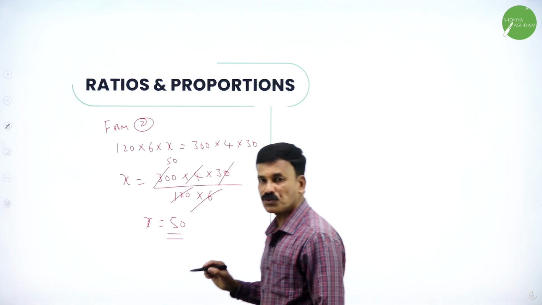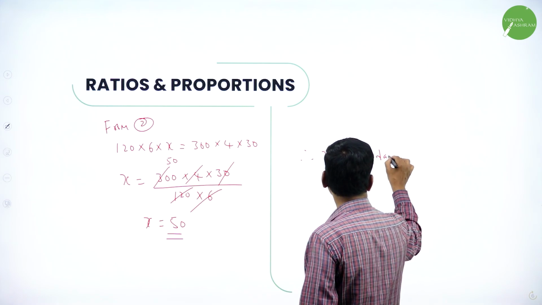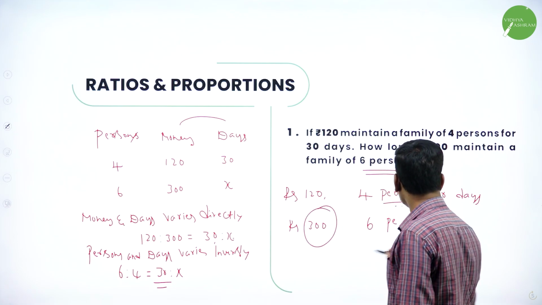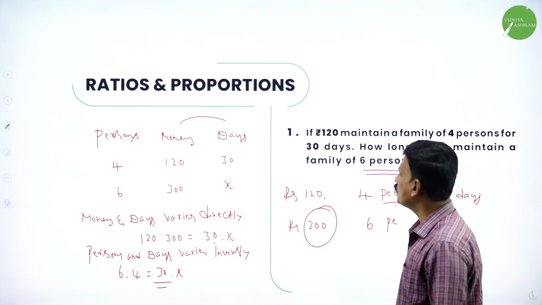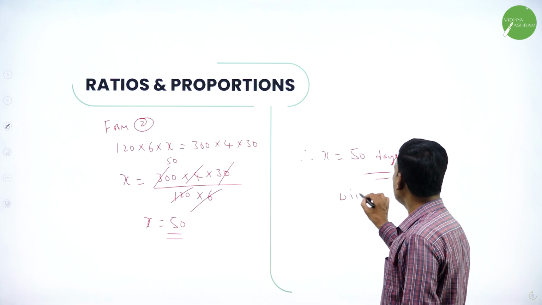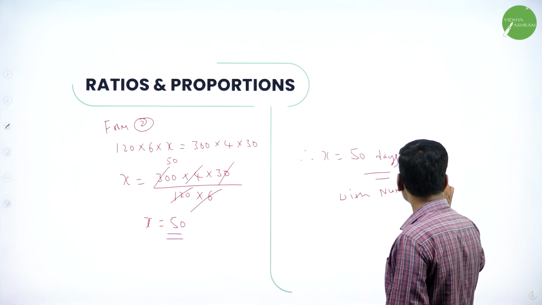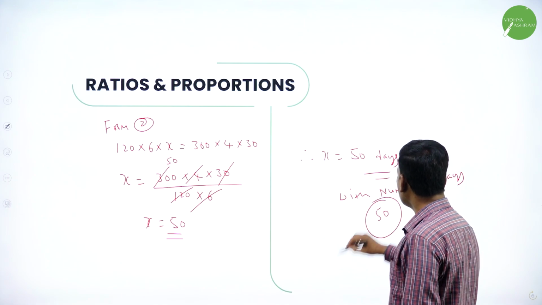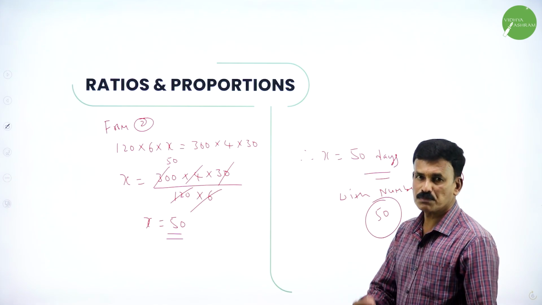Okay. So, therefore, what is x? X is equal to 50 days. That means the number of days they can manage with rupees 300 is how many days? 50 days. With number of days 50, they can manage rupees 300 by 6 persons.